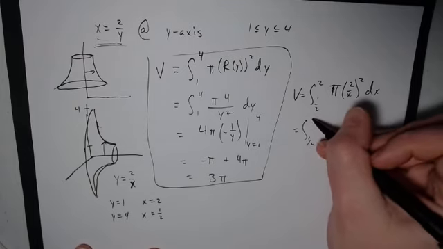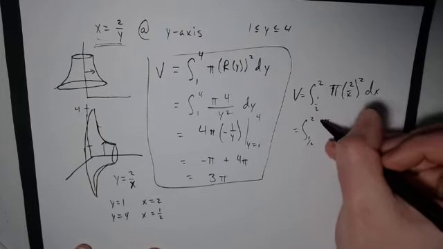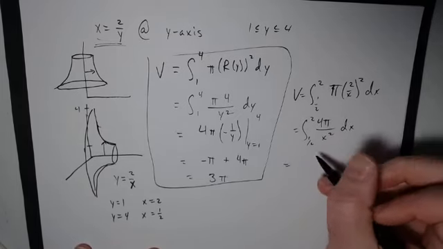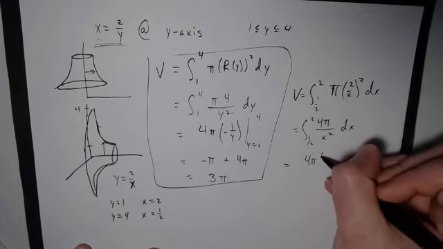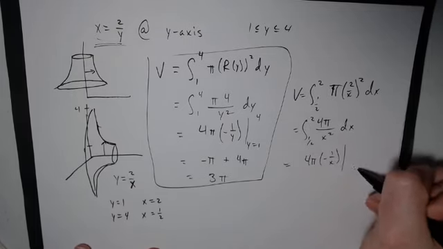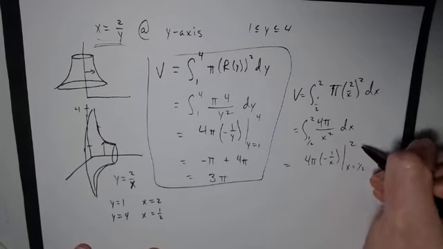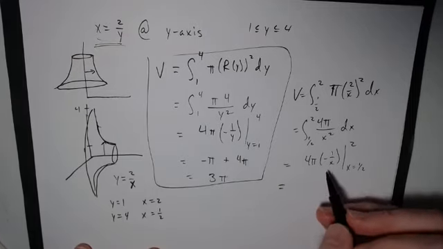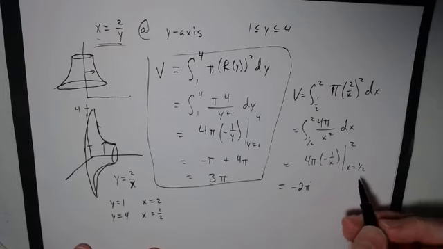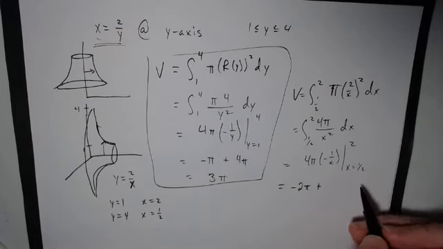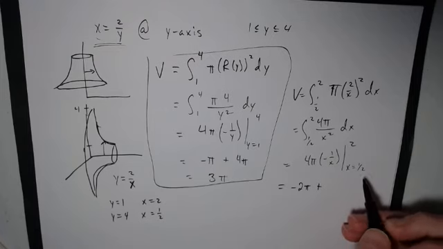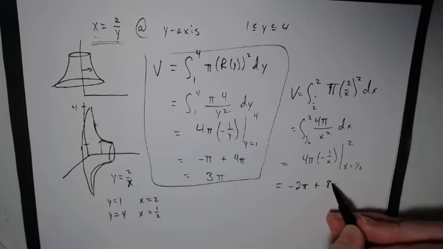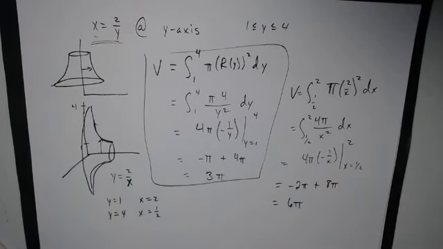Just writing it out here, 1/2 to 2, so that'd be pi times 4 again over x squared. So the integration is going to be the same, right? We get 4 pi times negative 1 over x as x goes from 1/2 to 2. So then when x is 2, that's going to be negative 2 pi, right? Plus when x is 1/2, that's going to be 8 pi. So we actually get a volume in this case of 6 pi.